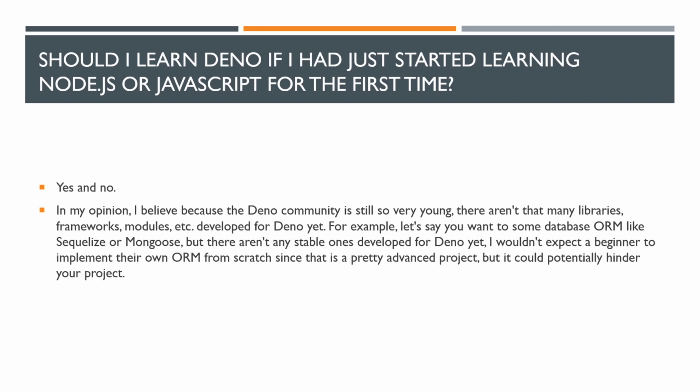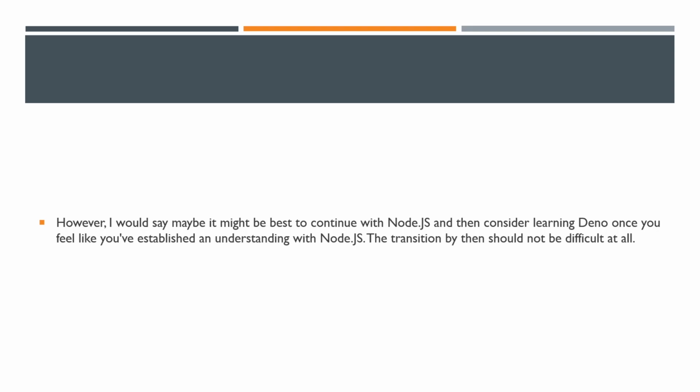And I wouldn't expect a beginner to implement their own ORM from scratch, since that's a pretty advanced project, but that particular scenario could hinder your project. Whereas in Node.js, there's SQLite, there's Mongoose, there's a whole bunch of ORMs that you can just use, and they're stable, and you can easily develop your application with those libraries. Personally, I feel it might be best to stick with Node.js if you just started, and consider learning Deno once you've established an understanding of Node.js.